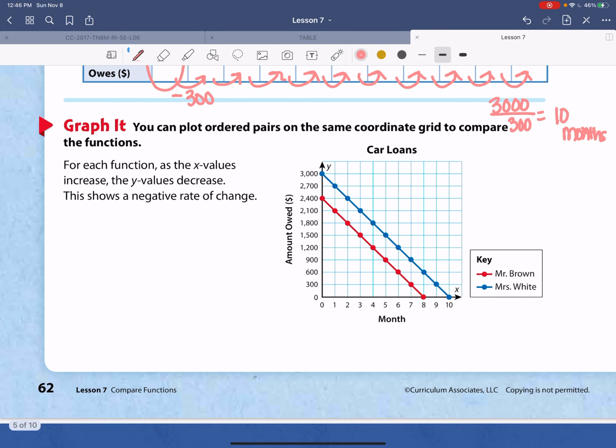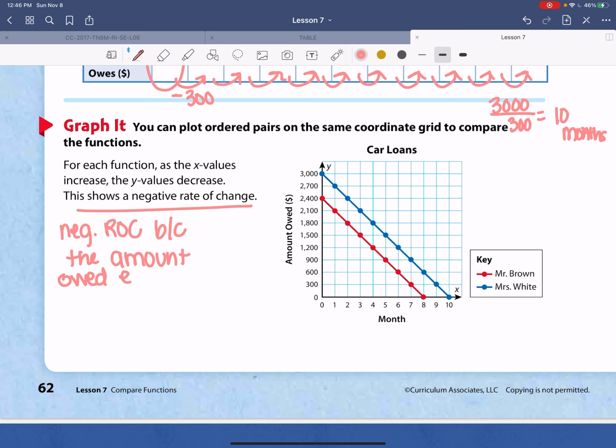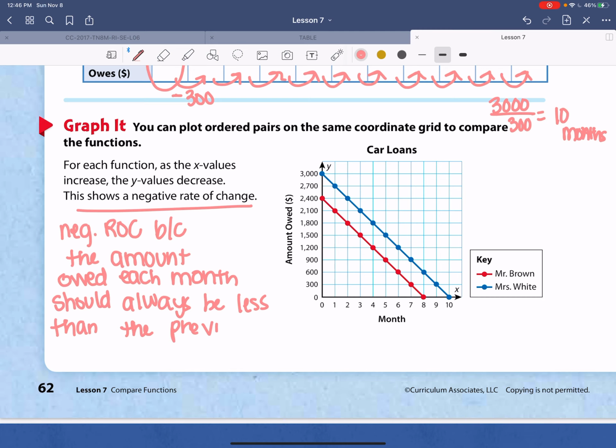Yep, it shows a negative rate of change, and you know it's going to be a negative rate of change because the amount owed each month should always go down, should always be less than the previous month. And we can just say that because they're paying down the principal.